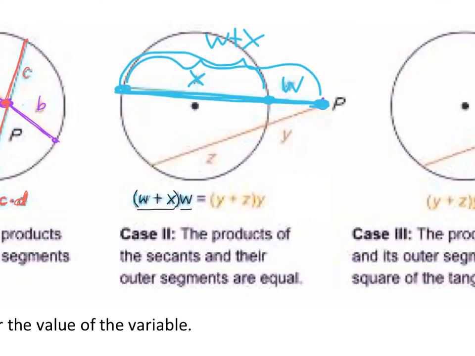W plus X times W. So we're just multiplying the two segments again, right? Here was one segment, here was another segment. If you look at it on this one, then we go from the point to the circle is Y, and then from the point to the other side of the circle is this whole length, which is Y plus Z. So we're saying Y times Y plus Z is equal to W times W plus X. So you're just multiplying those two segments that come off of this point and setting it equal to the other two segments that come off of that point.